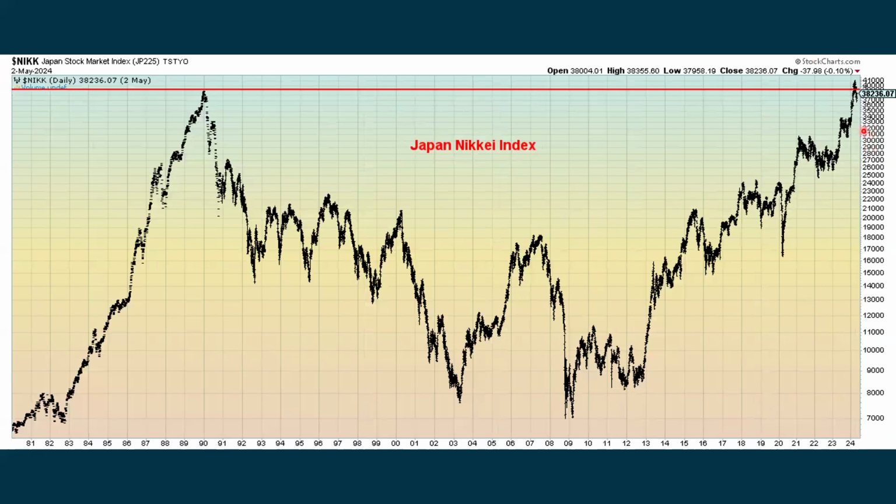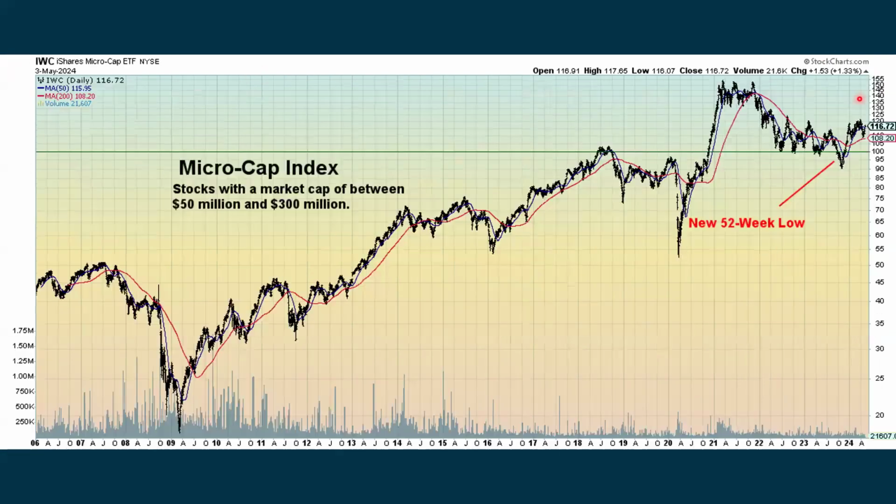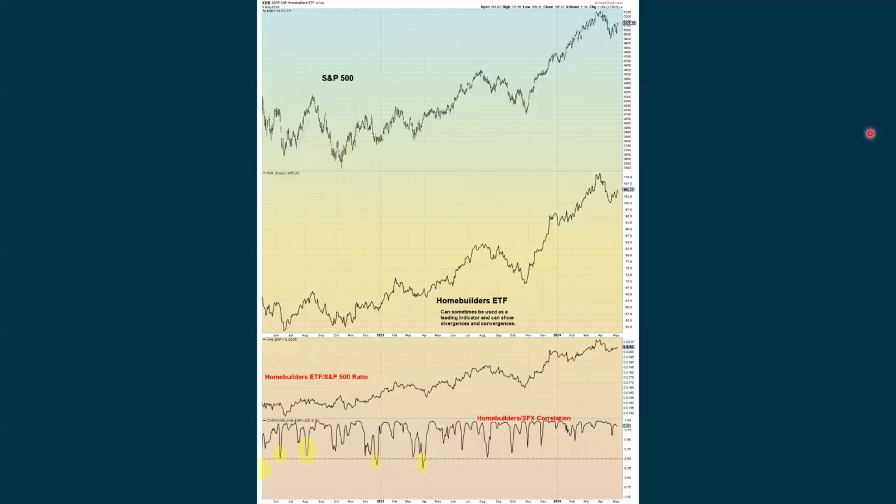The Japanese Nikkei index, where it finally broke through the high set back in 1989. And since that time, it's fallen back below that new all-time high. The micro caps, very small stocks, still in an uptrend, trying to come back up to their 50-day moving average.